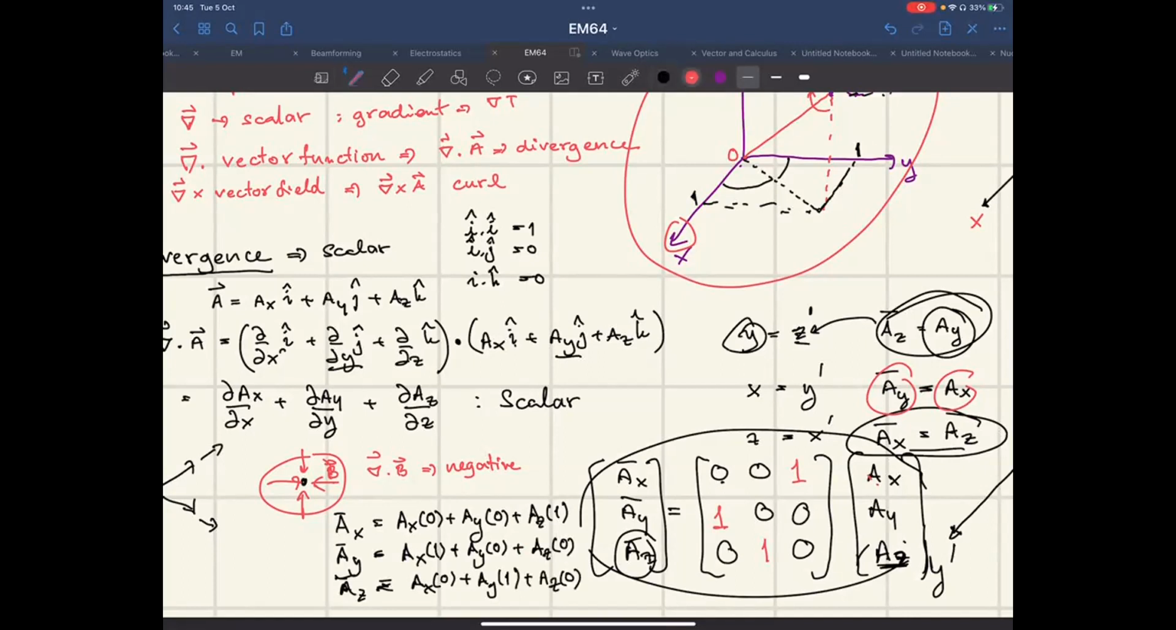So by doing this, what do we get here? This one is 0, this one is 0, this one is 0, this one is 0, this one is 0, this one is 0. So AX prime will be equal to AZ. That is correct, right? This is what we get. AY prime equal to AX. That is correct. Now AZ prime equal to AY. So that's it for this problem.